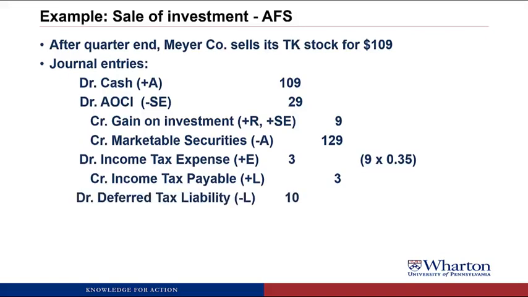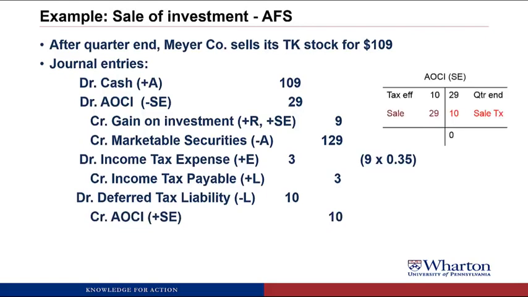The last step is we had created that deferred tax liability of 10. We have to remove it because the transaction with the security is done. And the balance is to take it out of AOCI. And what that accomplishes is if you look at the T account, we debited AOCI to remove the 29 of unrealized gains. We credit AOCI to remove the 10 of the deferred taxes. It zeroes out the AOCI account, which is where it needs to be. The transaction with this stock is done. And so AOCI has to go to 0 because there's nothing more stored up in that account. And so that's how the deferred taxes work with available for sale securities.